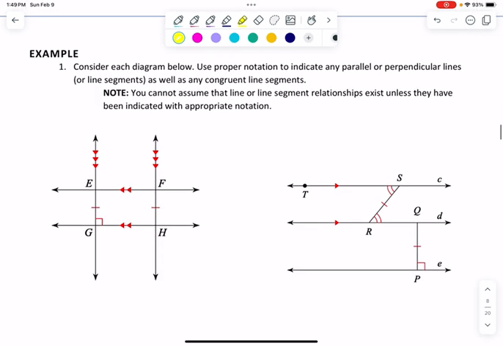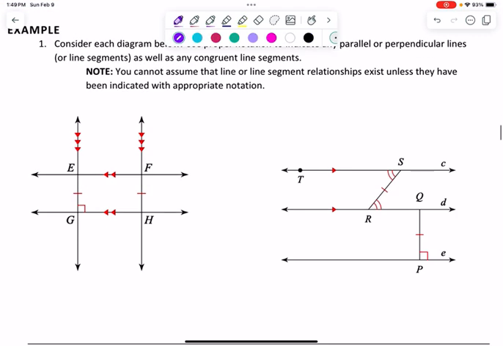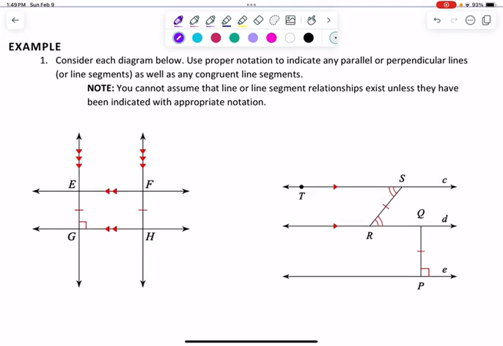Well, let's jump into some examples. So when I take a look at this, I have a couple examples right here. What I want to do is a few things. Thing number one is I want to use proper notation to indicate any lines or line segments that are parallel to each other. Then I want to do the same thing for lines and line segments that are perpendicular to each other. And last but not least, I want to see if there's any line segments that are congruent. So I'm always looking for those symbols. If there's no symbols, I cannot make that assumption.